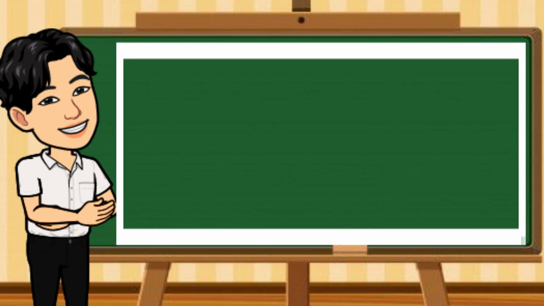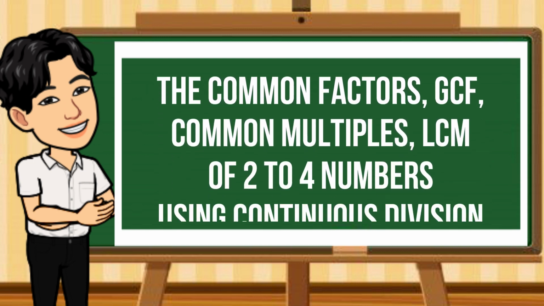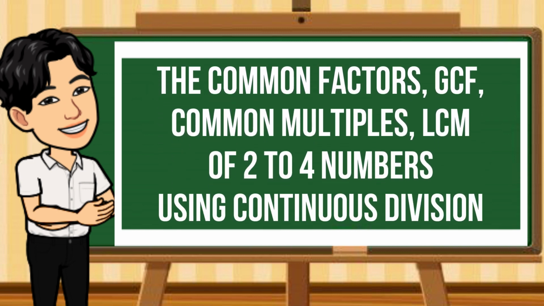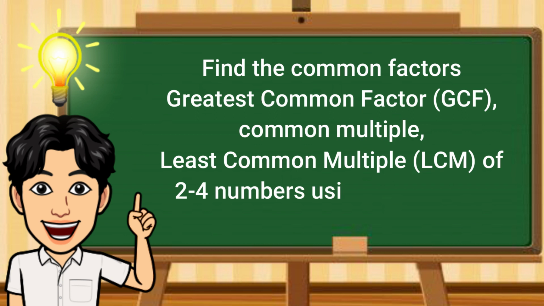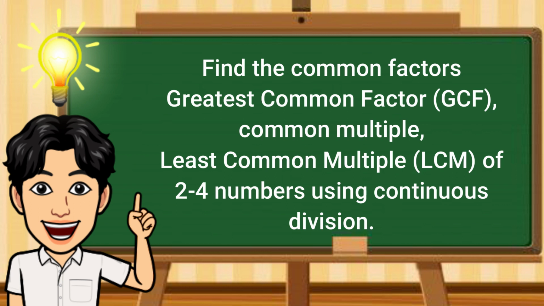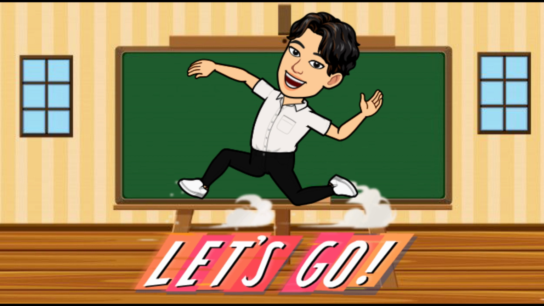For today's lesson, we have the common factors, GCF, common multiples, and LCM of 2 to 4 numbers using continuous division. After going through this lesson, you are expected to find the common factors, greatest common factor, common multiples, and least common multiple of 2 to 4 numbers using continuous division. Are you ready to learn? Let's go!